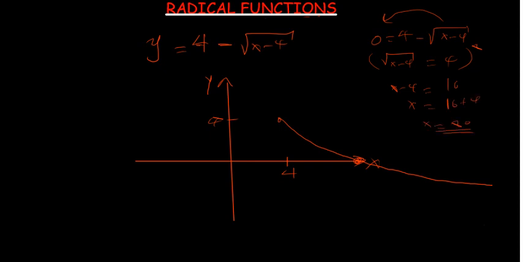So at this point where it has cut, that should be at 20. Okay. So that is a graph. Now the domain for this one, the set of x values permitted, we are starting from this point going like that. So the domain is from 4 to infinity.